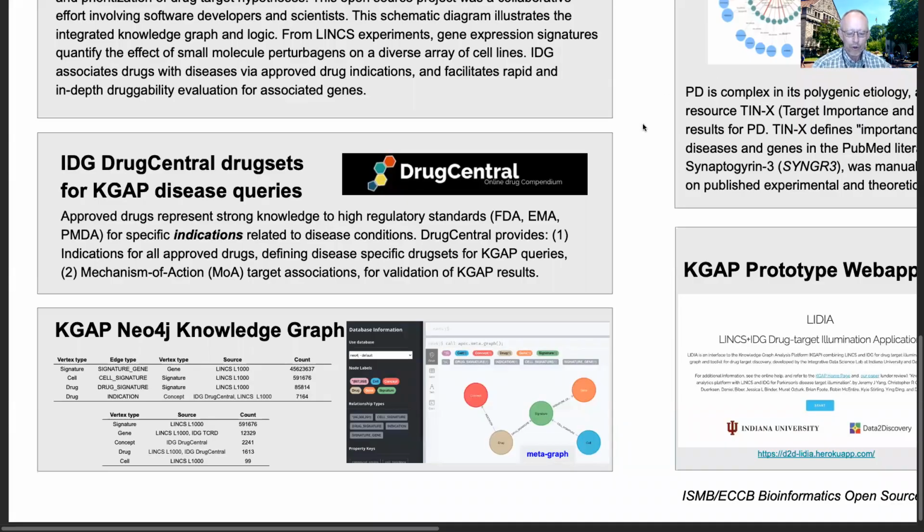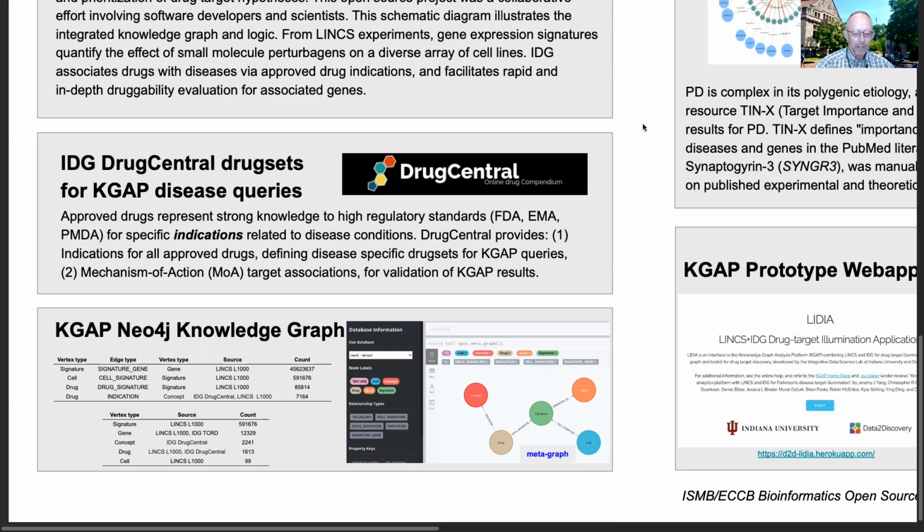The IDG resource Drug Central from UNM is a compendium of compiled and curated knowledge about drugs approved by the leading regulatory agencies. Drugs are approved for specific indications, a clinical condition for which the drug has been proven effective and safe by clinical trials. In addition, Drug Central includes compiled and curated drug targets for which a specific biochemical mechanism of action, MOA, has been elucidated and published. KGAP employs Drug Central's drug indications to represent a disease via associated drug set. KGAP also employs known targets from Drug Central to assess and validate results.